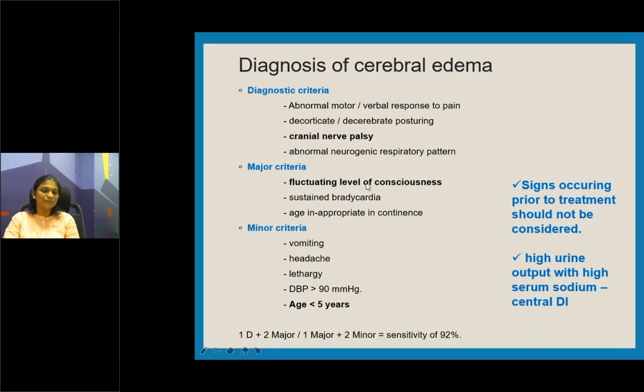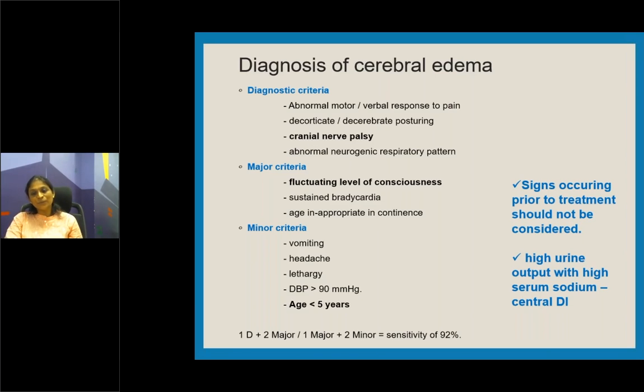Major criteria are when there is a fluctuating level of consciousness, sustained bradycardia which is not explained by the improved response to ketoacidosis or an improvement in the circulatory volume, and when there is an age inappropriate incontinence. These are major criteria, and in minor criteria we have small things like vomiting, headache, lethargy, diastolic BP more than 90 and age less than 5 years.